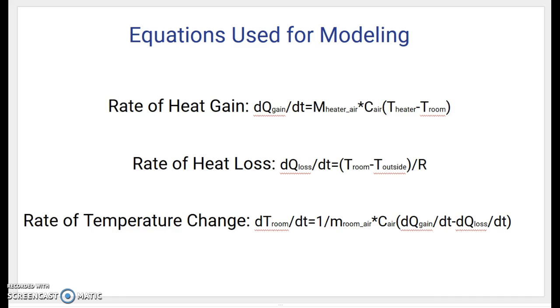In order to perform all of these functions, a few different formulae were needed to complete the calculations. In addition to specifying room parameters, the following heat transfer equations were needed as well: rate of heat gain, rate of heat loss, and rate of inside temperature change.